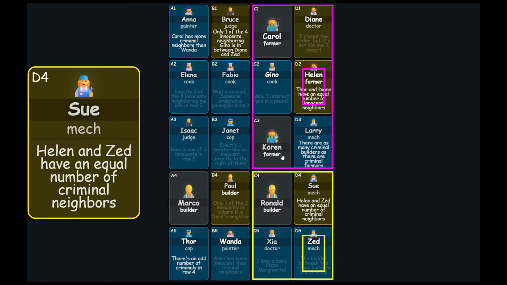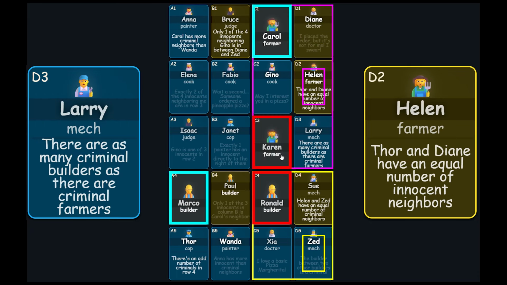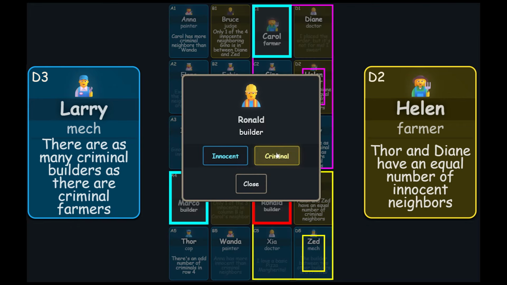Helen and Zed have an equal number of criminal neighbors. Helen has 2 criminal neighbors, and so should Zed. Mark Karen and Ronald as criminals, and Carol and Marco as innocent.